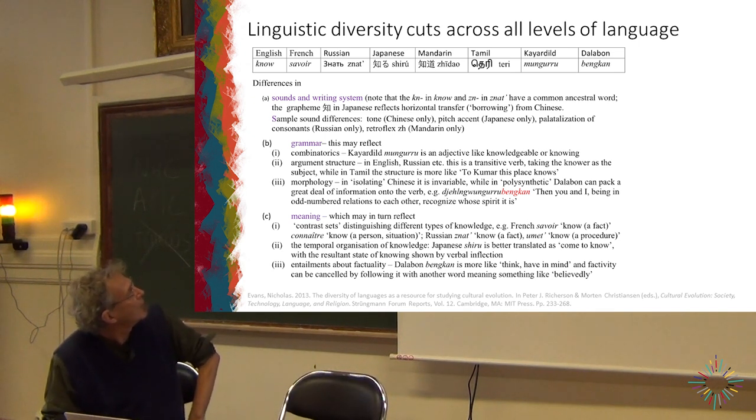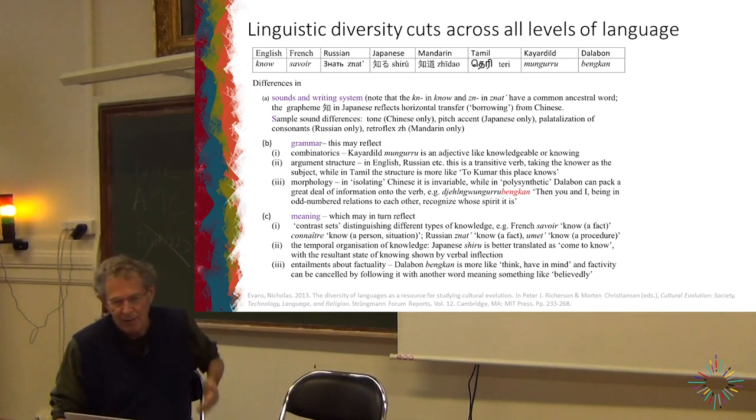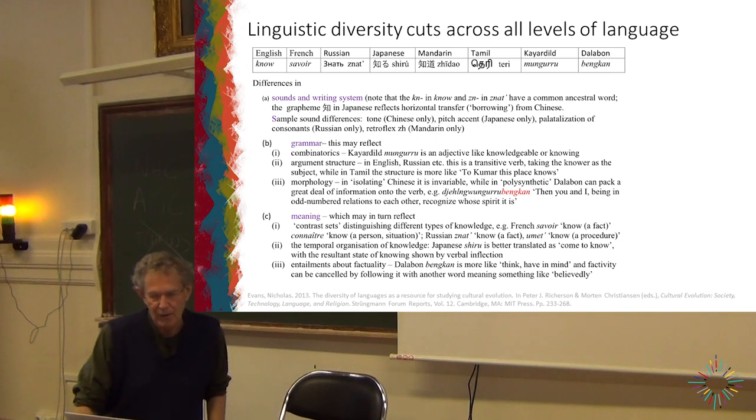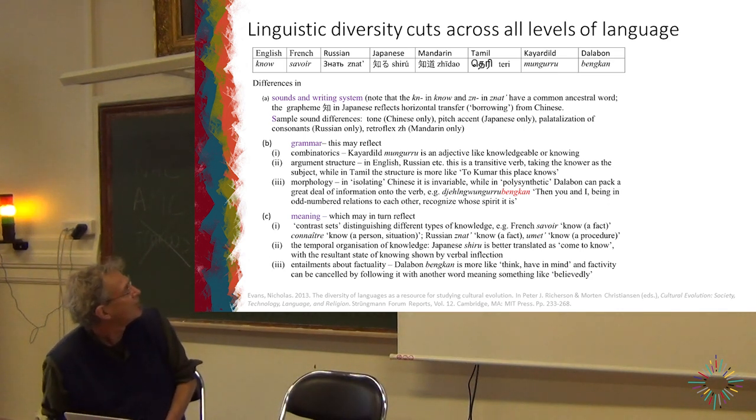So if we just think of English know, and then French savoir, and Russian znat, and Japanese shiru, and Mandarin zhidao, and teri in Tamil, mungaro in Kaidup, and bengan in Dalabon. So the last two being Australian Aboriginal languages. That is eight languages we've got there. And each one of those I've chosen to show something a little bit different.